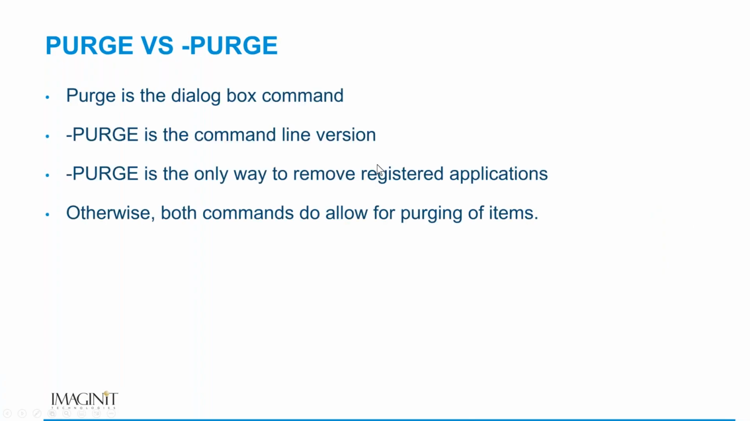Now we're going to talk about one of my other favorites, which is purge versus minus purge. So minus purge is the command line version. Purge is the dialog box command. And minus purge is the only way you can get to remove certain things called registered applications. Registered applications in your drawing, as I've talked about in other webinars, are killers and can cause problems in your drawing and some other things. And otherwise, both commands do allow for purging of items.